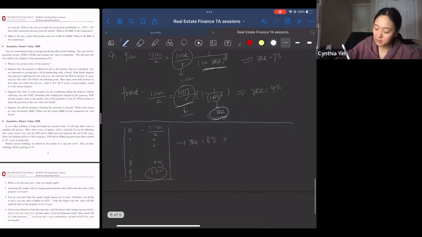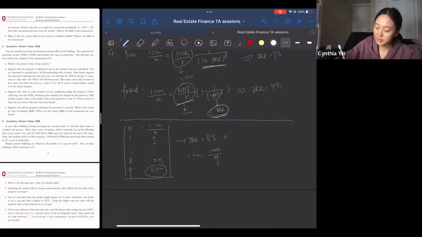Still, the 1.11 million is from 100K divided by R, which is 9% divided by 9%. This 100K starts from year 9, but it means this whole value is at year 8. So you should not put this perpetuity value at year 9 and do the IRR calculation. You should put the time right. So put it at year 8. And then if you apply the IRR formula, you're gonna get the right one.